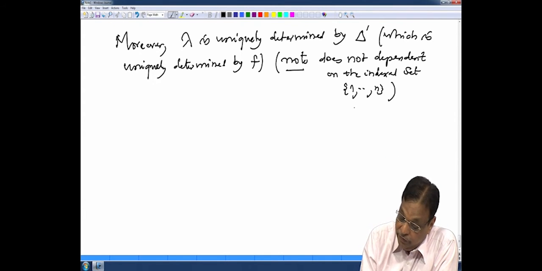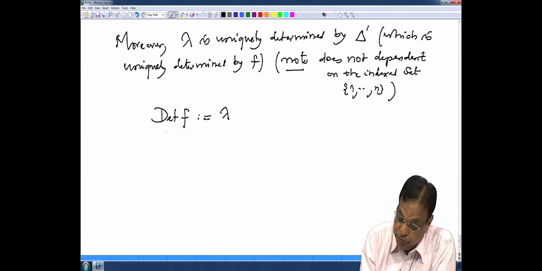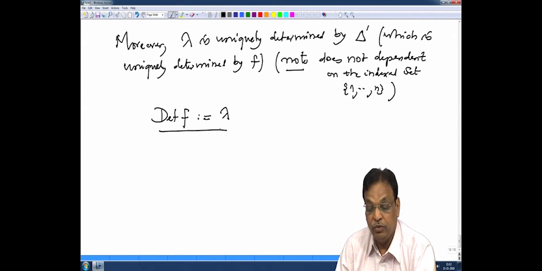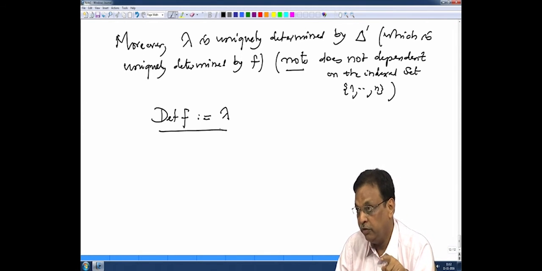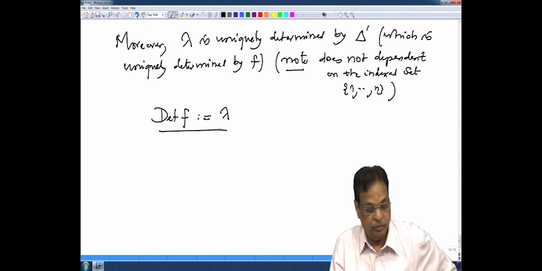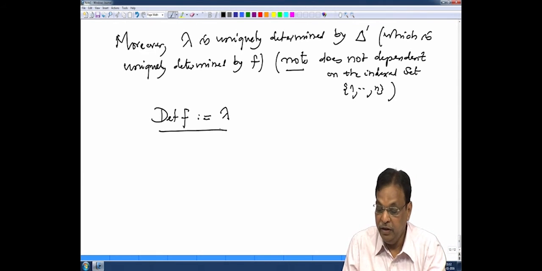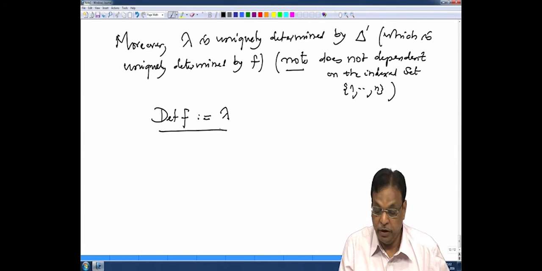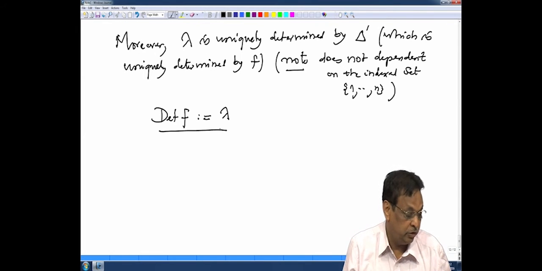So, this lambda I will define as the determinant of f, by definition that unique lambda. Remember, the only thing I have used is that if I have a one dimensional vector space, then any non-zero vector is a basis of that. That means every other vector is a unique scalar multiple of the given non-zero vector. This is the only fact I have used. So, this way we have defined the determinant of a linear operator directly without going through any basis.